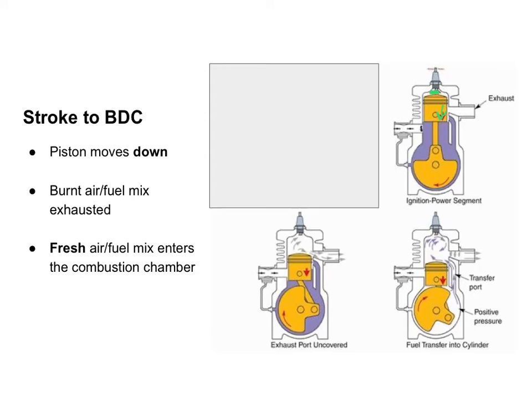As the piston moves to bottom dead center, the exhaust port is opened, allowing the burnt air fuel mixture to leave the combustion chamber. And as the piston moves further down, it allows the fresh air fuel mixture to move from the crankcase through the transfer port into the combustion chamber. The piston moving down creates a pressure difference inside the combustion chamber, which attracts that fresh air fuel mixture. Those are the basic steps of how a two-stroke engine operates.